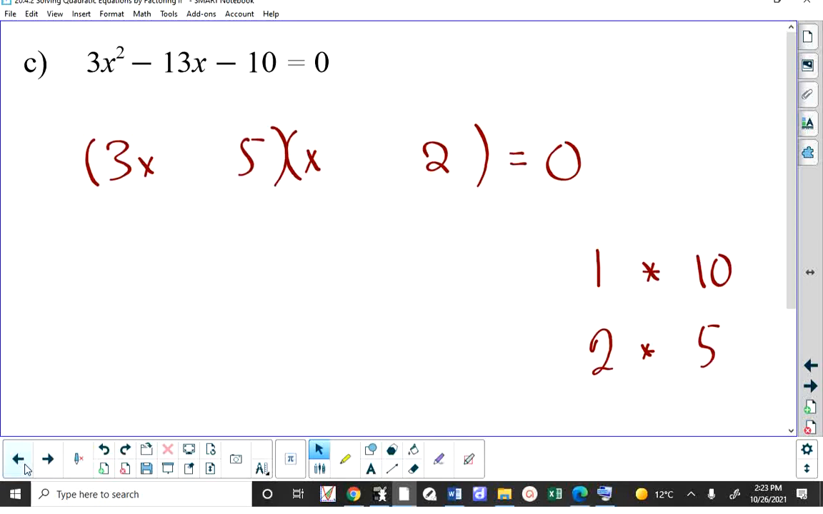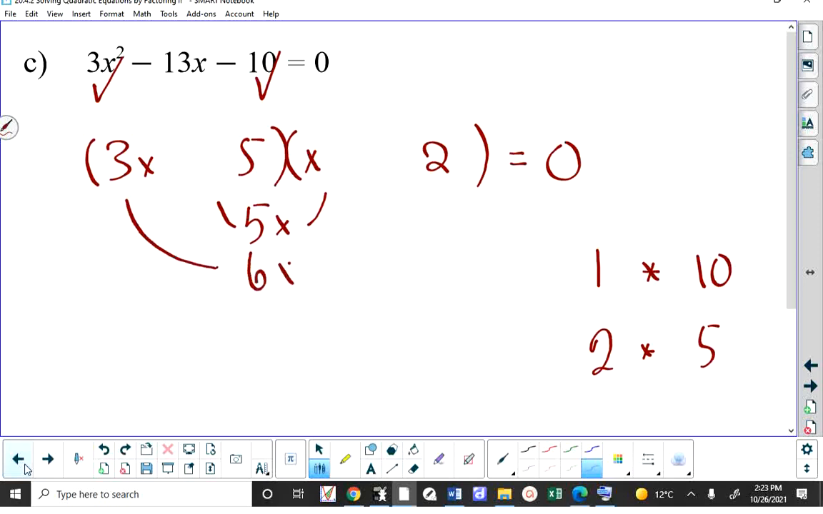I would say 3x times x is 3x squared. That's good. I would say 5 times 2 is 10. That's good. And again, I'll clean up the negatives later. I just know that the numbers are right. One of these will have to be negative to get negative 10 for the product. And then I look at my inner product, which is 5x, and I look at my outer product, which is 6x, and I say to myself, one of these has to be negative, right?